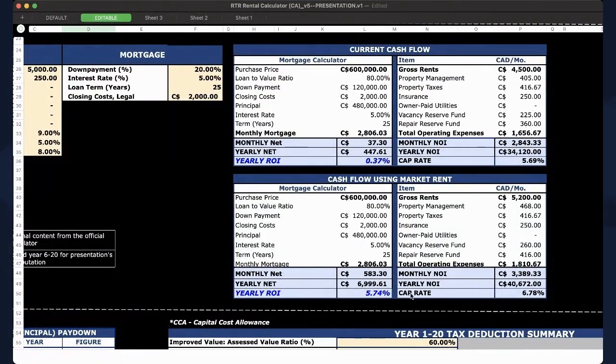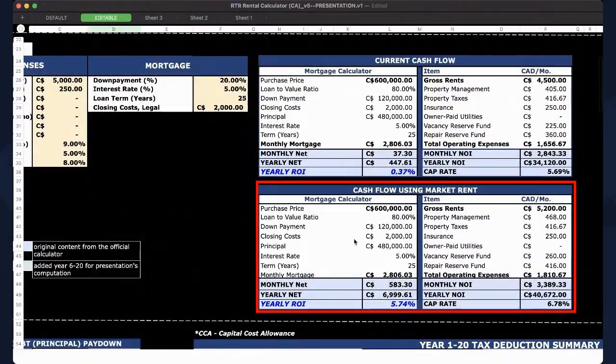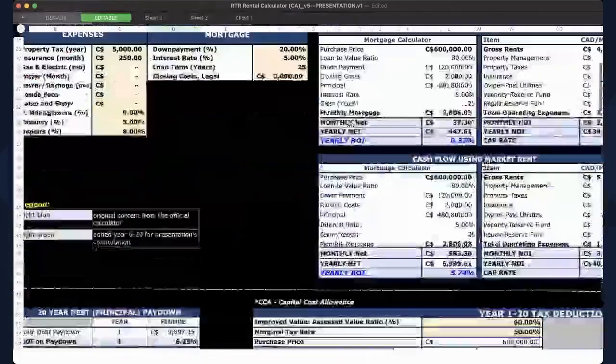Notice that it gives you your cap rates here, your total operating expenses. So these are the calculators. So this is current cash flow, optimum cash flow. Notice that we put it up here, current rent, optimum rent. Cool. So now we understand this calculator.